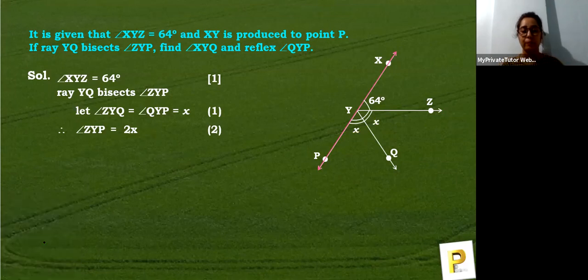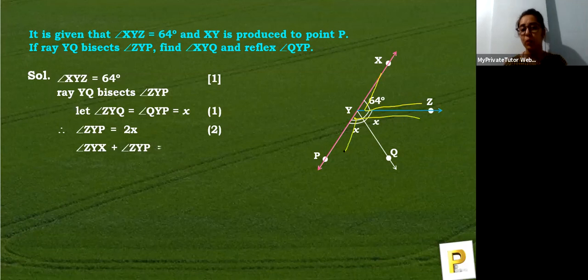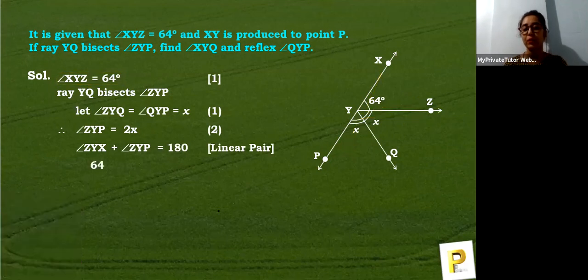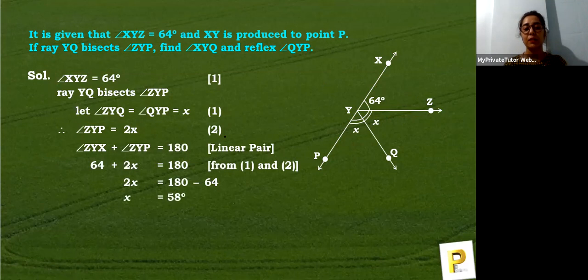Next we have angle ZYP plus angle ZYX. So ZYX, this angle, plus ZYP, they are linear pairs. So that total will be what? 180 degrees. Next we put 64 and find ZYP in this case. So what will be the value of X over here? The value of X is 58.